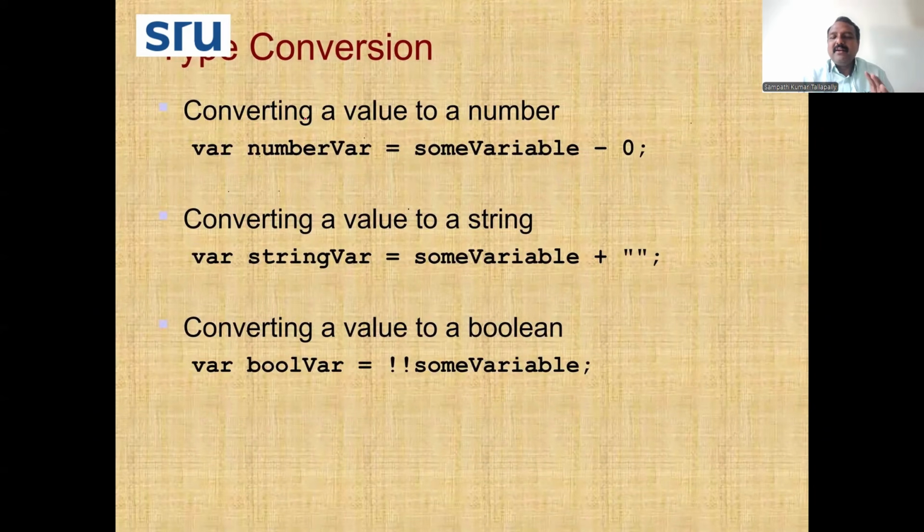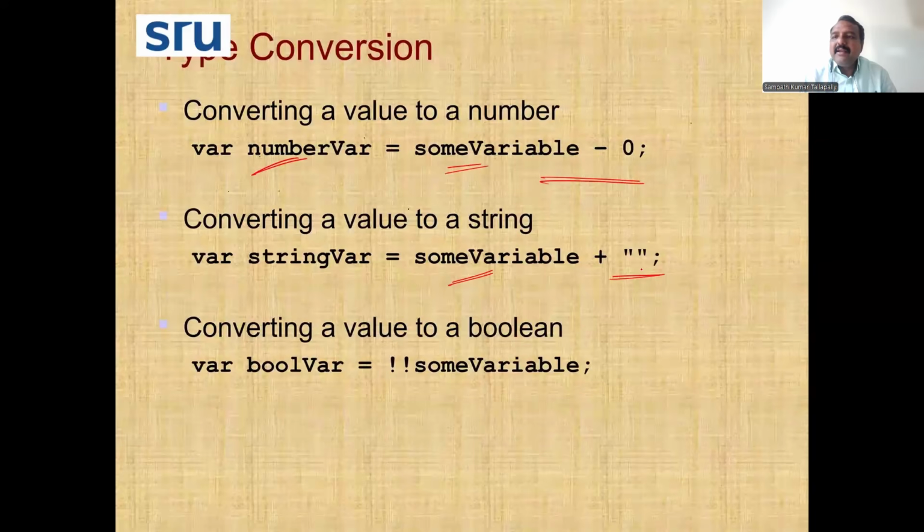Now type conversion. I want to convert a value into a number. It may be any value. Whenever I want to convert into a number, I subtract 0 from it, and then this value is treated as a number. Now I want to convert this value to a string, so I just add an empty string at the end, and now it is a string. Now I want to convert into a Boolean value. Yes, we use the not symbol there, and then we get the Boolean value of it. So this is how we typecast or convert one type to another type.